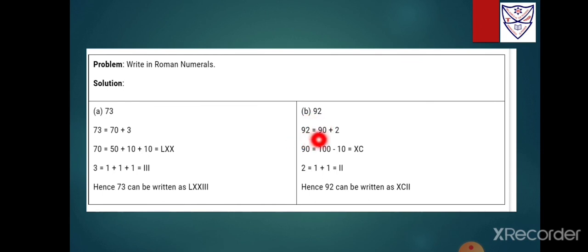Let us take one more example, 92. 92 equals 90 plus 2. So here 90, if I want to write it in Roman numerals, I have to do 100 minus 10. 100 minus 10, that is XC. So here we have followed the rules. The smaller value is written on the left side. Now 2 equals 1 plus 1, that is II. Hence 92 can be written as XCII.